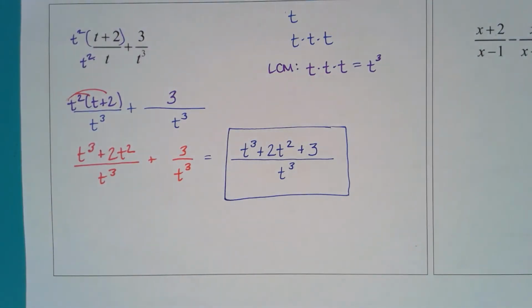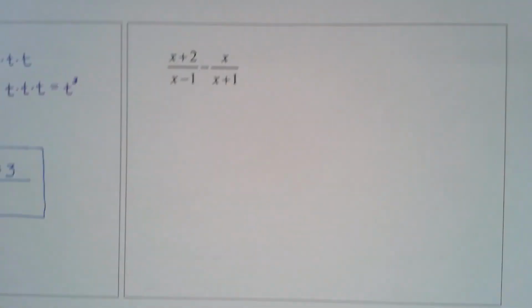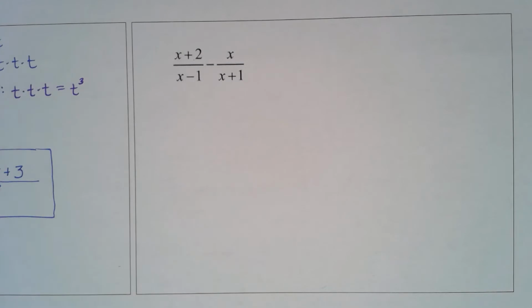Again, I went and boxed in my answer. As I was boxing it in, I was looking at it. There's nothing we can factor in the numerator, so we just leave that one as is. All right. Now the next one is different because we have addition and subtraction in our denominator.